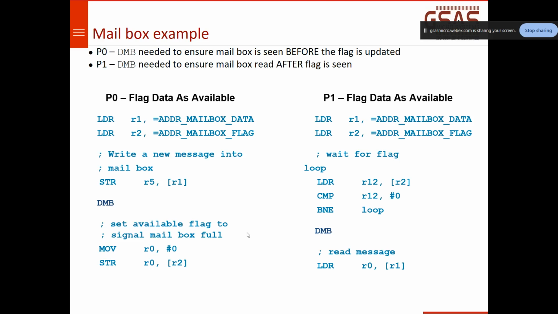Only after getting that flag set will P1 go ahead and read the data from the mailbox. So this DMB ensures that the data is made available in the mailbox. After that only, this LDR instruction executes.